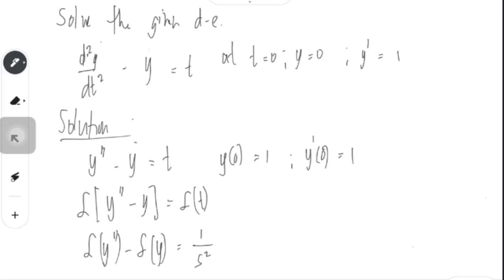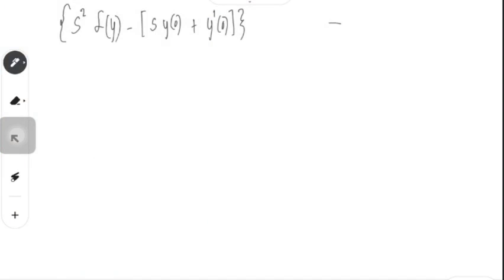What about the Laplace transform of y? Ade, ano lang yun? Minus the Laplace transform of y equal to one all over s squared. Now, group all the terms containing Laplace transform of y and substitute all the known quantity. So we have here s squared, the Laplace transform of y minus the quantity, you have s, y function of 0.